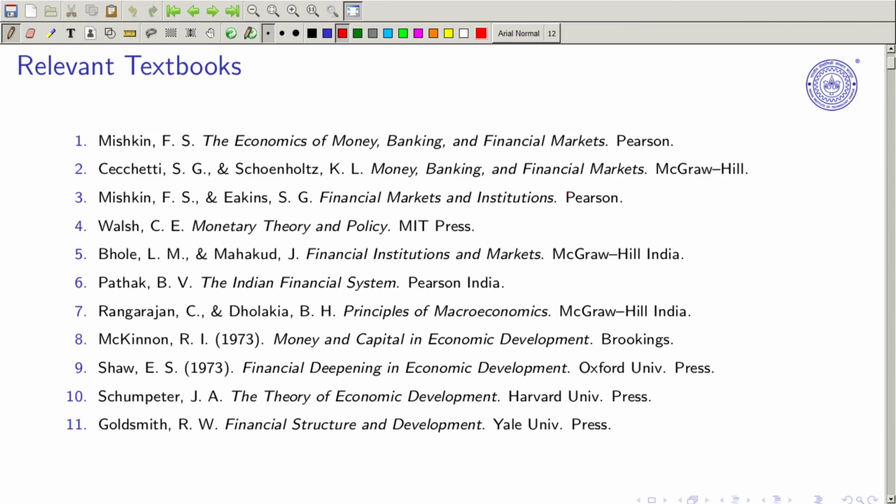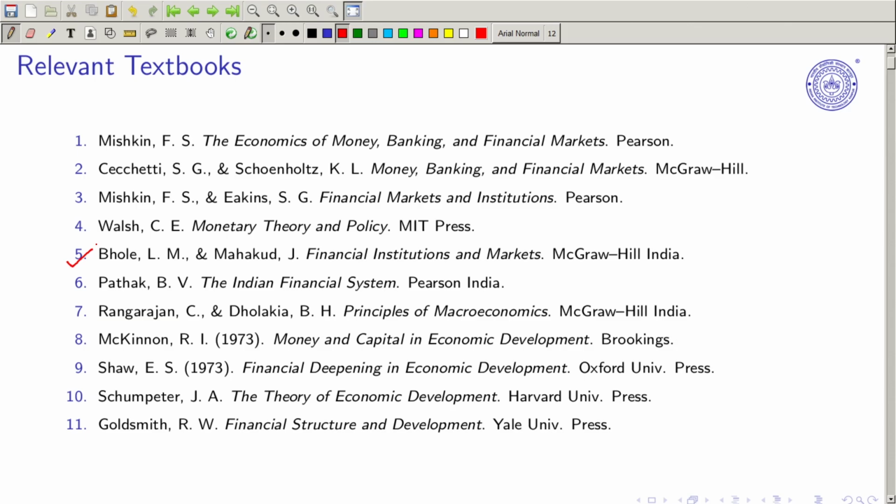So let's start. For the course Introduction to Commercial Banking and Fintech, I wanted to give you a brief overview about some of the textbooks which are very popular, not just in the case of India's economy, but also in the global context. One book in the Indian context which is very popular is the L.M. Bhole book, now with Mahakud of IIT Kharagpur. It is called Financial Institutions and Markets.